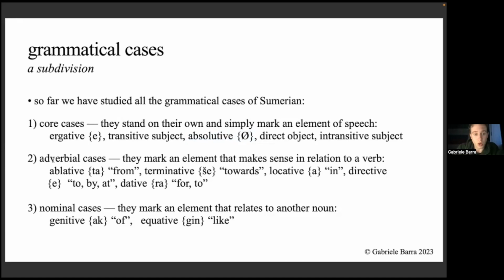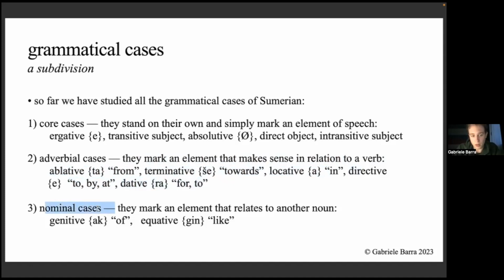Then what do you have? You have the adverbial cases. Why are they called that way? Because they mark an element that makes sense in relation to a verb. So they relate a verb to a noun phrase. So: ablative, from; terminative, towards; locative a, in; directive e, flows to, by, up; dative ra, for, to.